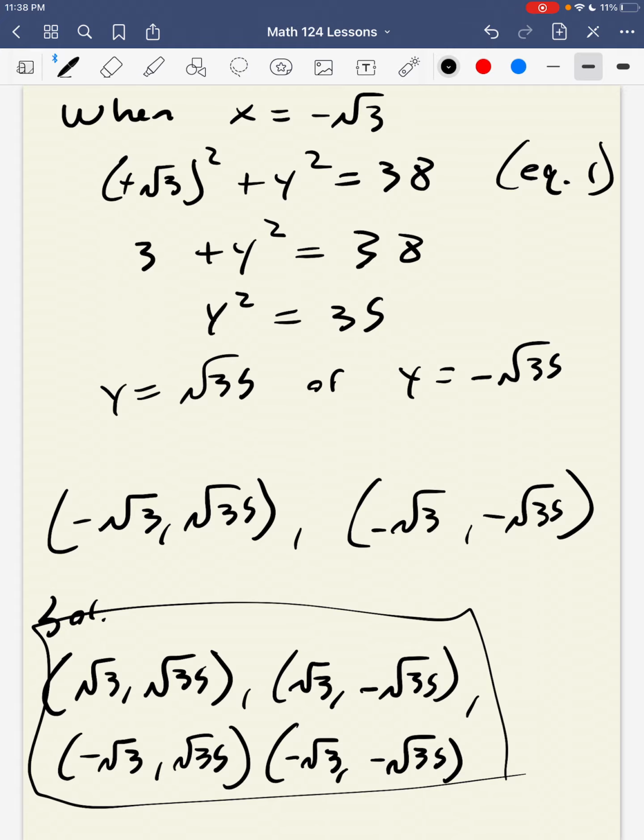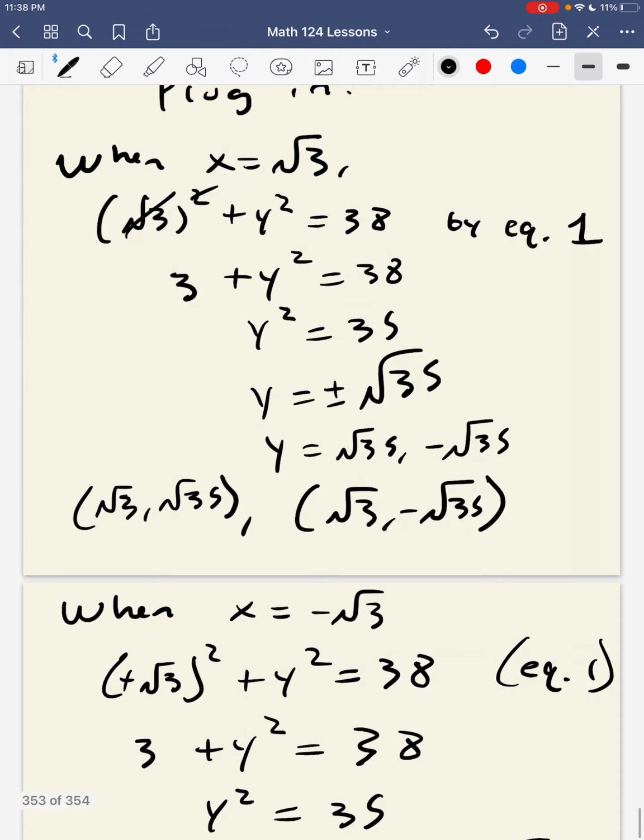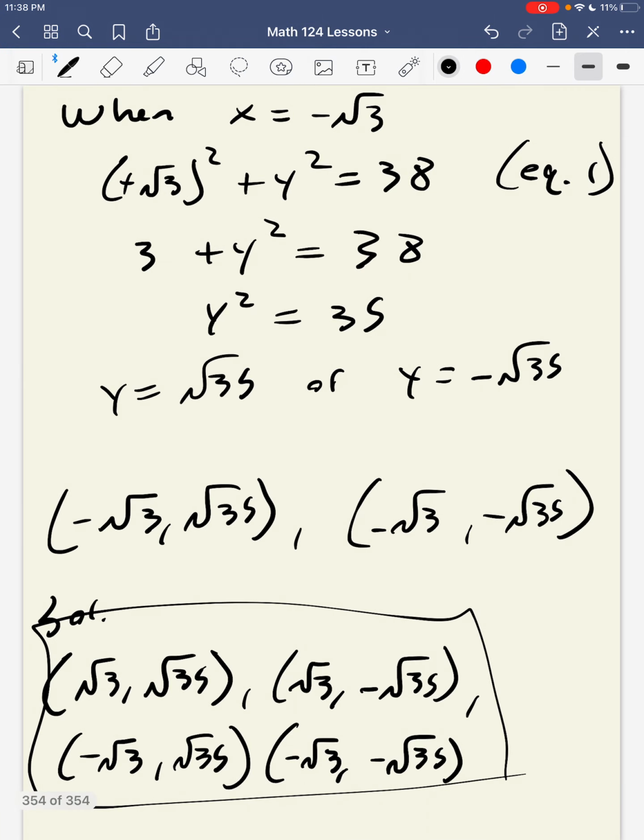Yeah, so you just got to be careful that you think of every case. Yeah, so in this example, we ended up having 4 solutions.